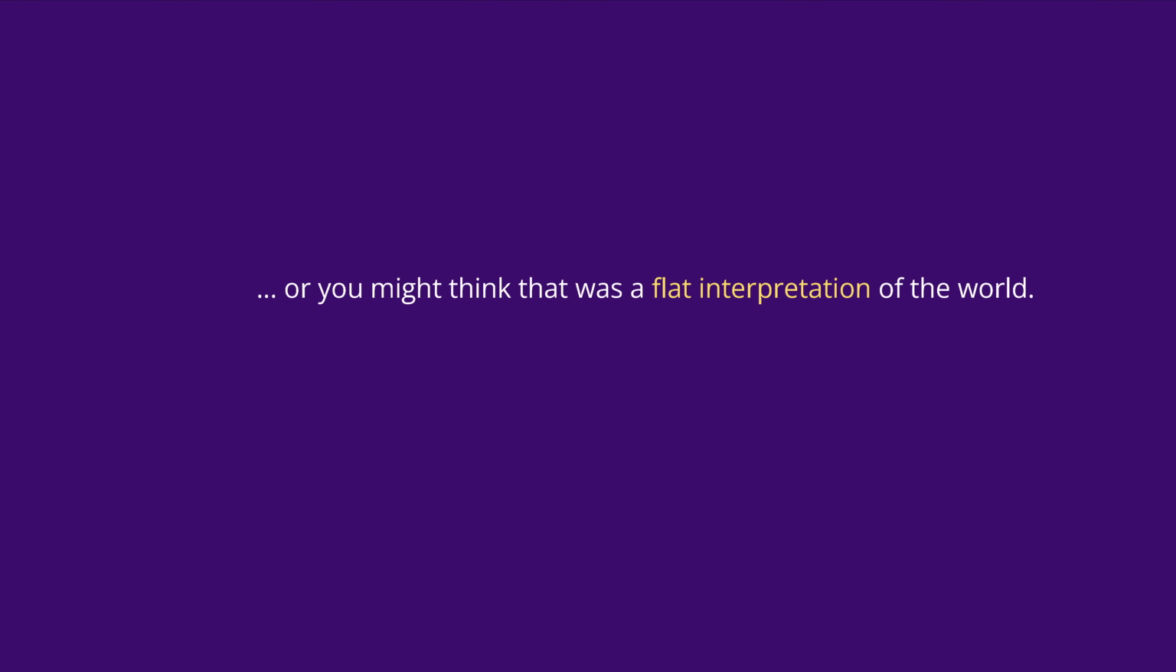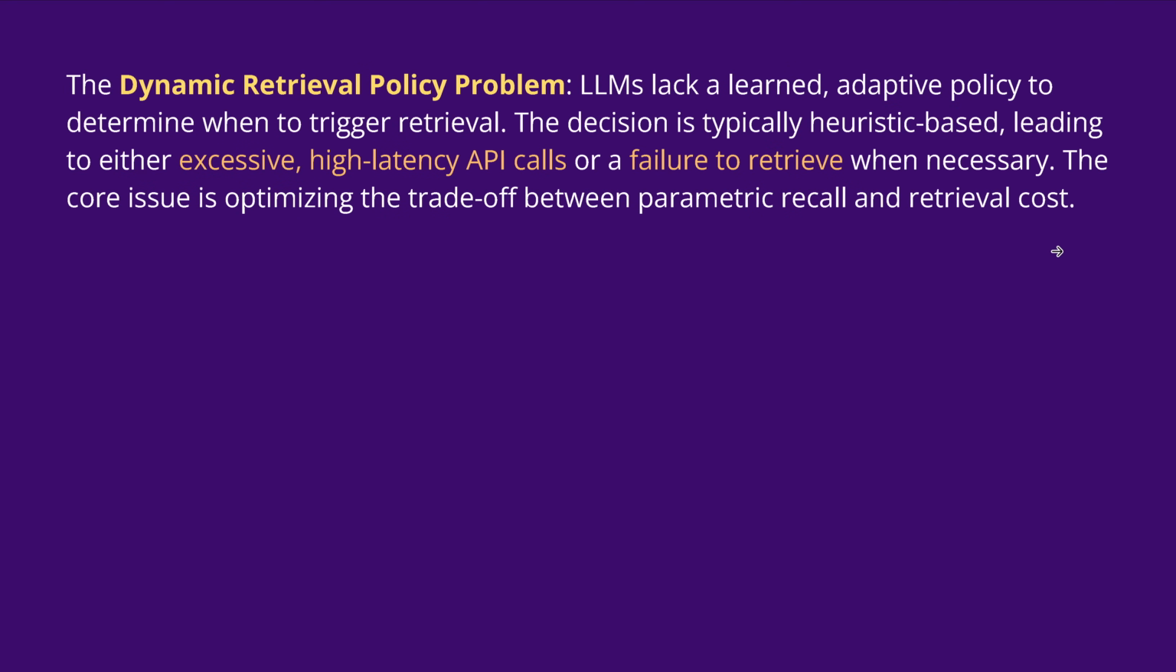Now, you might think that this was a rather flat interpretation of the world, so let's come back to science. What problems do we encounter in this image? We have a dynamic retrieval policy problem, because the LLM lacks a learned adaptive policy to determine on its own when to trigger a retrieval process, given the particular complexity. Normally, this decision by an LLM is heuristic-based, leading to either excessive, high-latency API calls, MCP protocols, client servers, or simply a failure to retrieve.